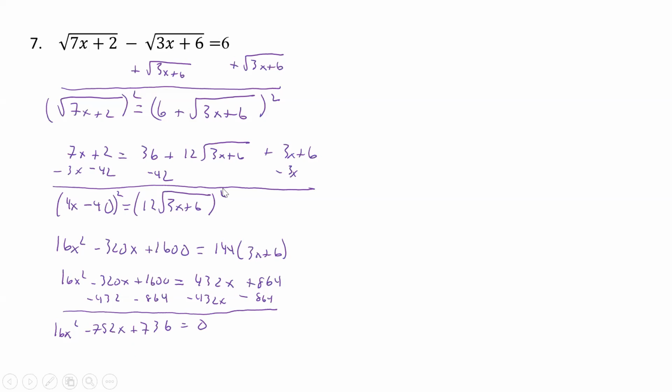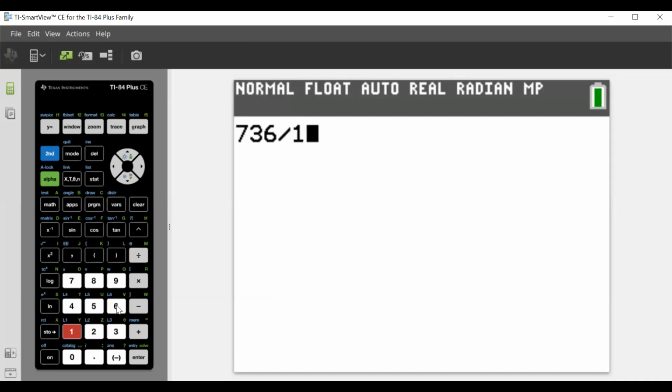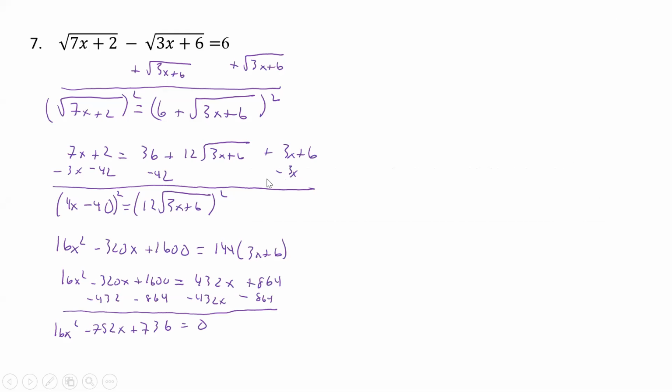So what I'm going to do is show my calculator on my other screen. So we had 736, and let's see if that's divisible by 16. So that one is. What about 752? That's divisible by 16 as well. And so that means I can multiply everything by 1 over 16 to simplify the factoring. So that's going to give me x squared, and I believe that was minus 47x, and then plus 46 equals 0.